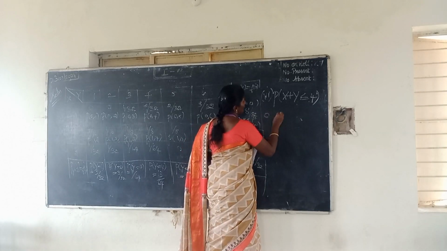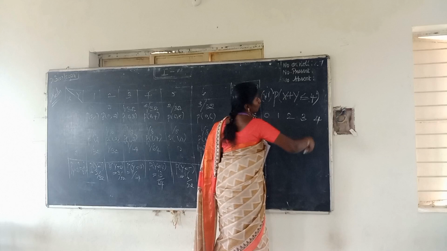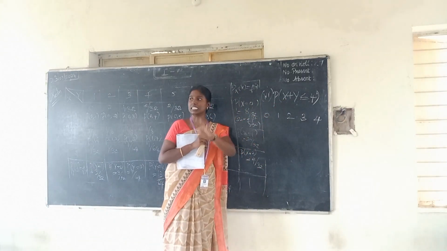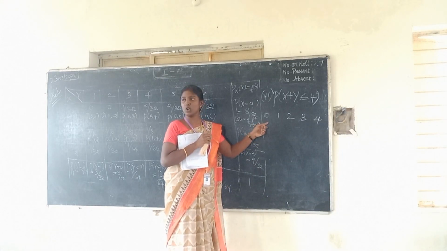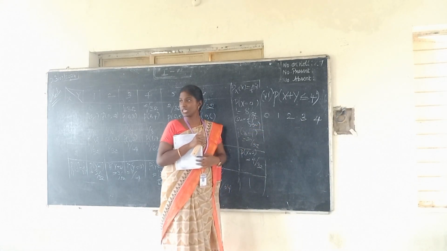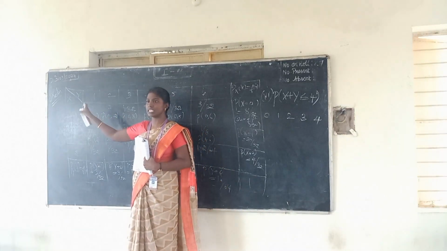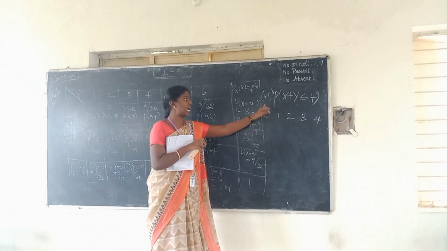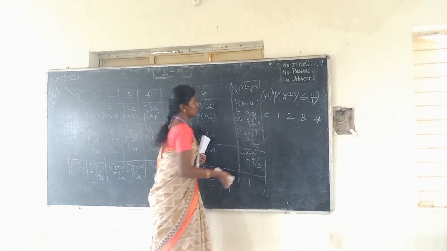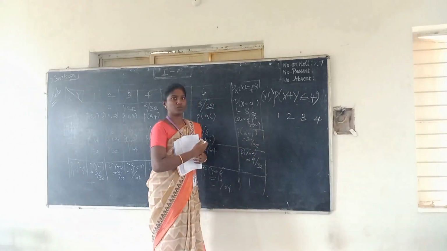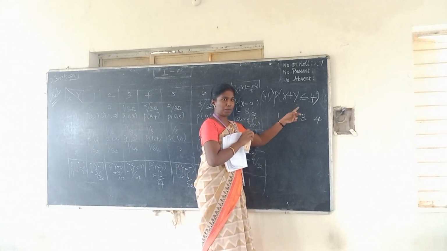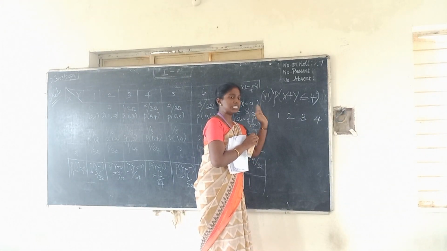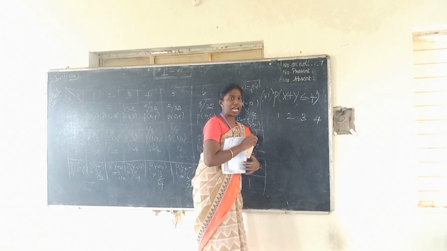0, 1, 2, 3, 4. But is there 0 as the probability of x plus y? Is there any x and y which, while adding, you will get 0? No, because y starts from 1, not 0. So there is no possibility for x and y to add up to 0. Okay, so we remove this. Is it clear? Less than or equal to 4, you will get 1, 2, 3, 4. That's all, not 0, because there is no x and y adding to 0.